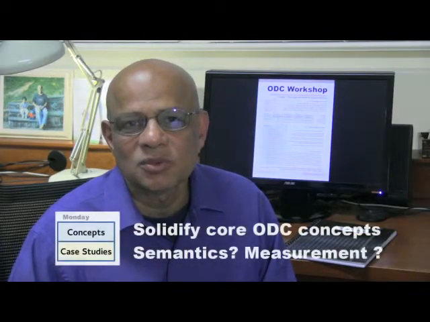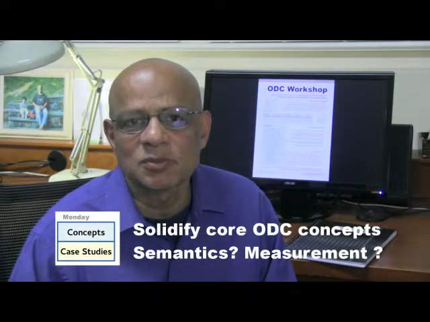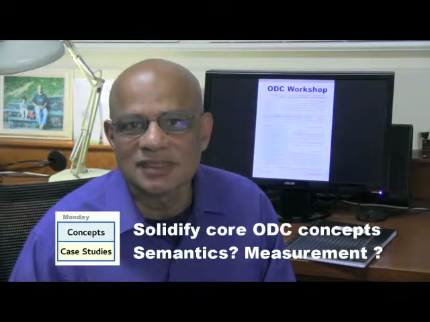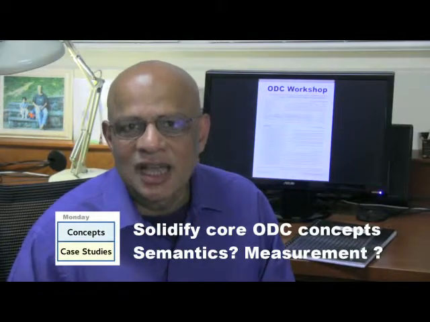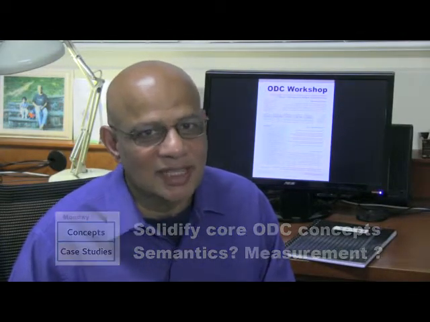We go through concepts. And in the concepts, we spend a fair amount of time so people understand the core of ODC. What is measurement? How does one do semantic extraction? What is this classification system that allows you to create measurements out of semantic information and defects? How do they connect cause to effect? What are measures, what are not? What can it do, what can it not do?